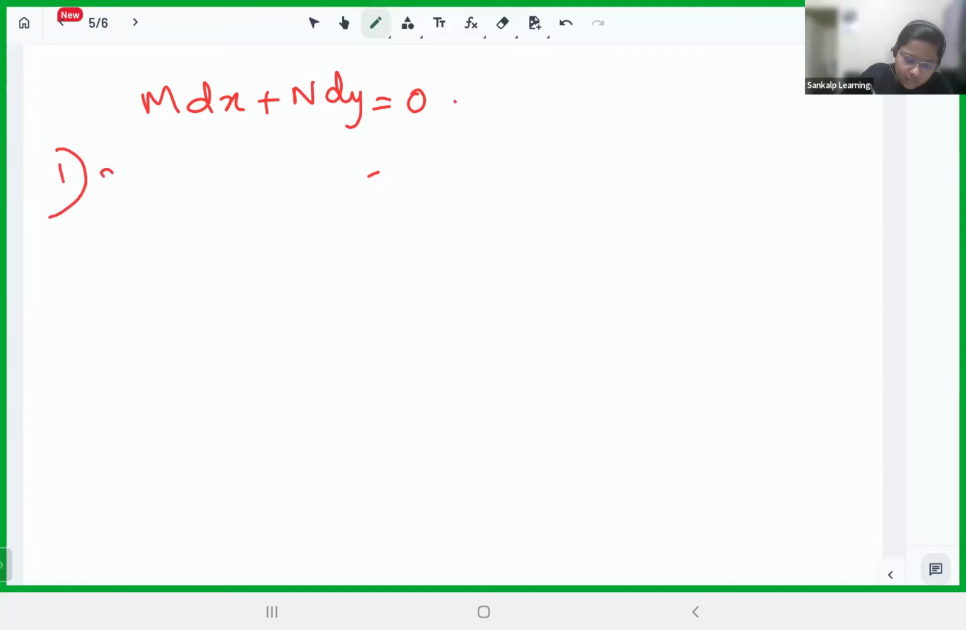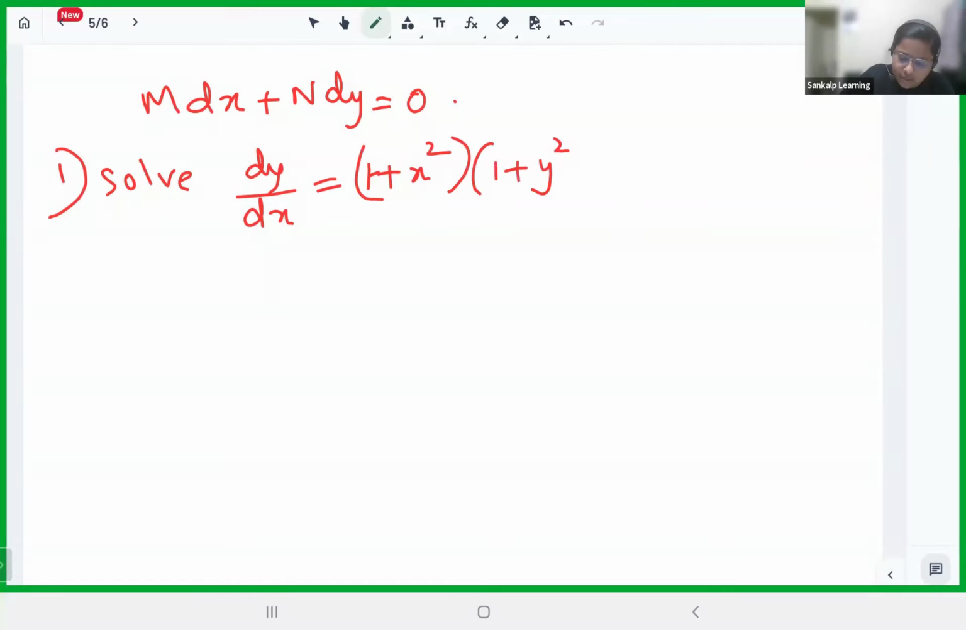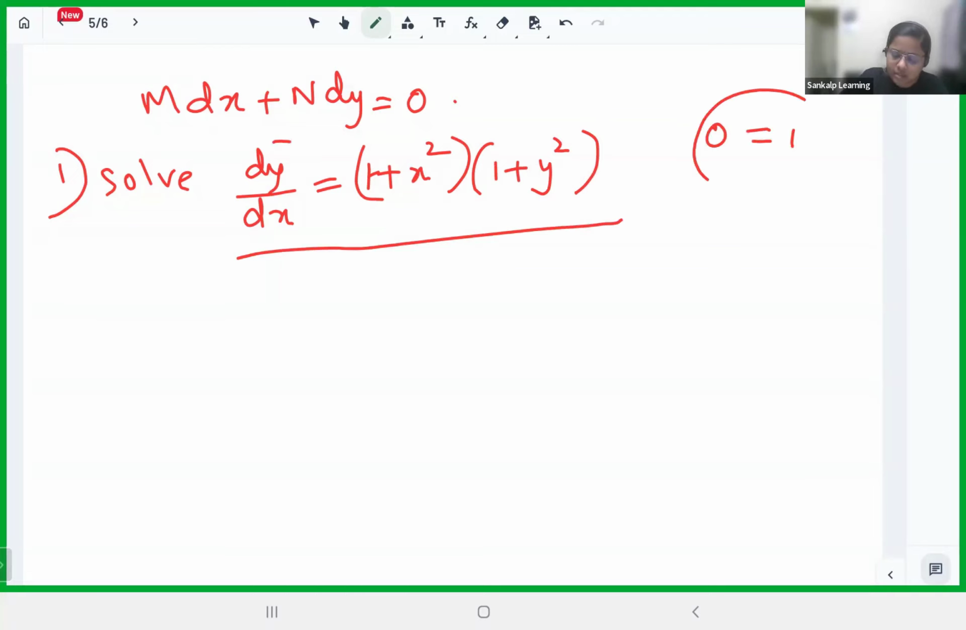So the first one is: solve dy by dx is equal to 1 plus x square into 1 plus y square. So what is the order of this differential equation? Order is equal to 1, the highest order derivative's power. The degree of the highest order derivative is also 1, so degree is also 1. Now, variable separable means we are arranging x terms together and y terms together.